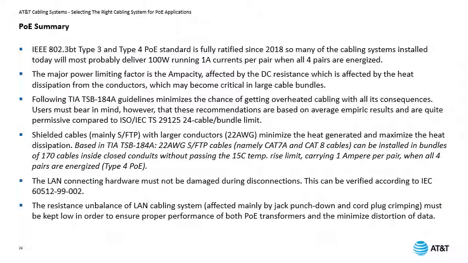To summarize our presentation: the IEEE 802.3 Type 3 and Type 4 PoE standards have been fully ratified since 2018. So many of those cabling systems installed today will most probably deliver 100 watts, running 1 ampere current per pair when all 4 pairs are energized. The major power limiting factor is the ampacity, affected by the DC resistance, which is affected by the heat dissipation from the conductors, which may become critical in large cable bundles.